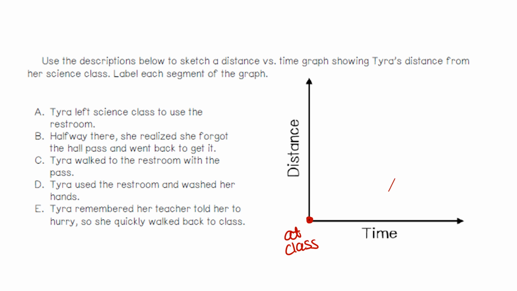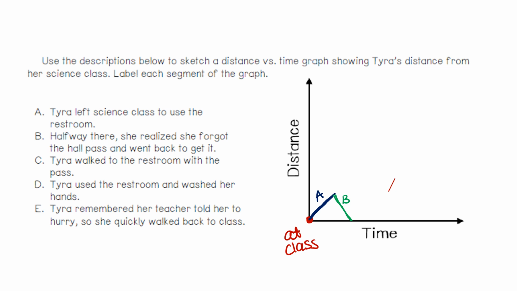So for letter A, Tyra left the science classroom. So that tells me that we're at class and we leave it. So that's part A. Halfway there, she realizes she forgot the hall pass and went back to get it. So she goes back to class. That's letter B.